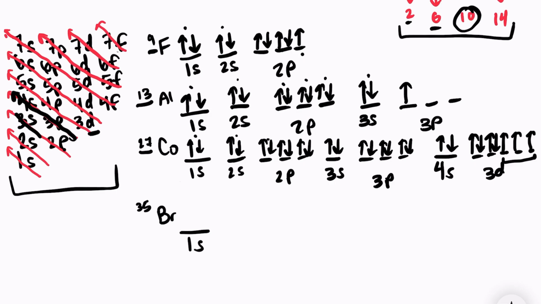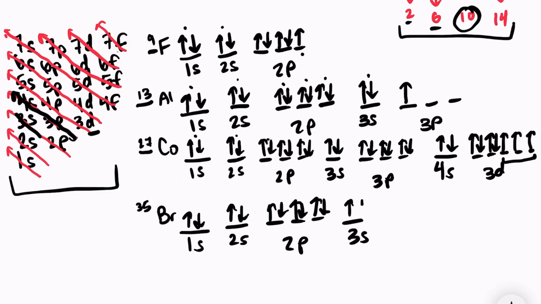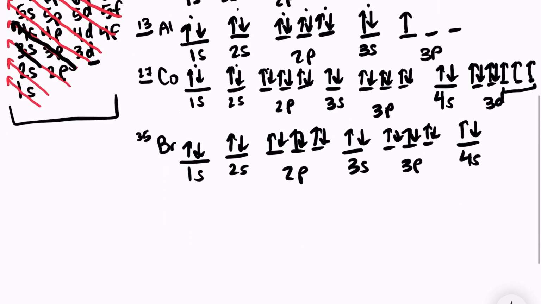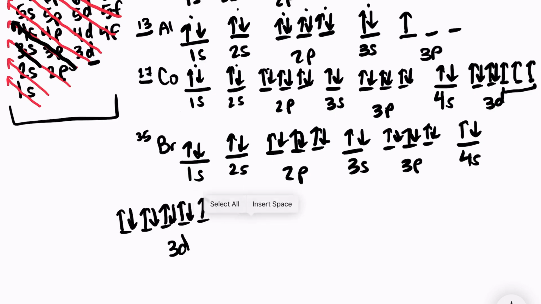So we have 1s, we can fill that up. 2s, we can fill. 2p, we can fill as well. 3s, 3p, 4s, 3d, and we can fill 3d all the way up because we have 35 electrons to work with, quite a bit more than cobalt had.